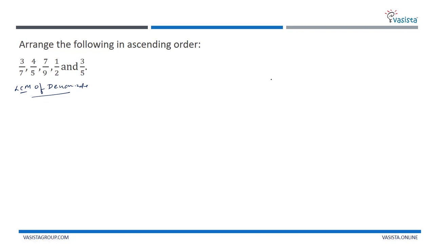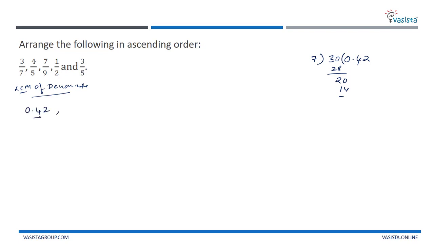Now 3 by 7. Let me go with this. I can't divide, so I'll place a decimal point here. I take 0. 7 4s are 28, remainder 2. Again I can take 0. So 7 2s are 14. So 3 by 7 now becomes 0.42.